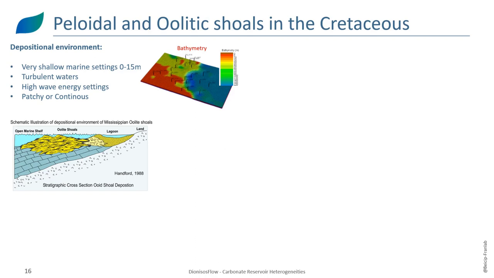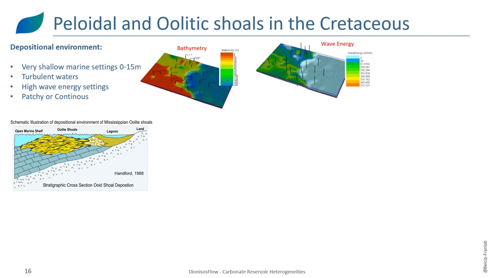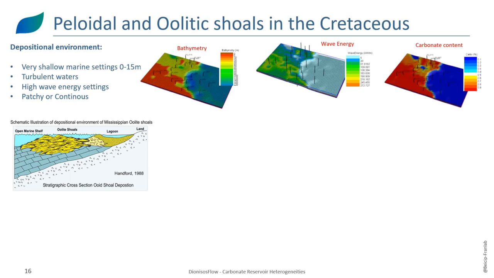Other than that, we need to understand the influence of wave energy on our system. Shoals are usually developed where we have moderate to high wave energy. As you can see here, the yellow on the wave energy part shows you the relatively higher energy. So most probably you will find more reworking on the southern part of the grid. And finally, bathymetry and wave energy will allow you to develop carbonate systems which are also influenced by all the ecological parameters that we discussed early on.